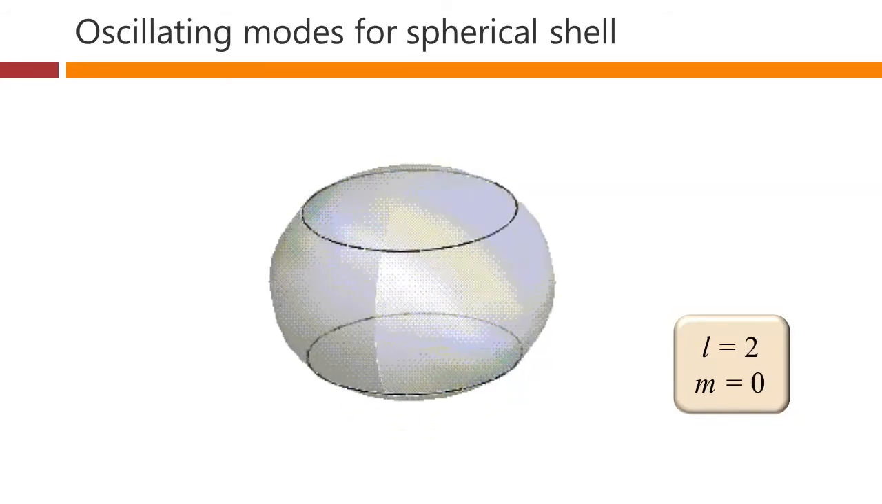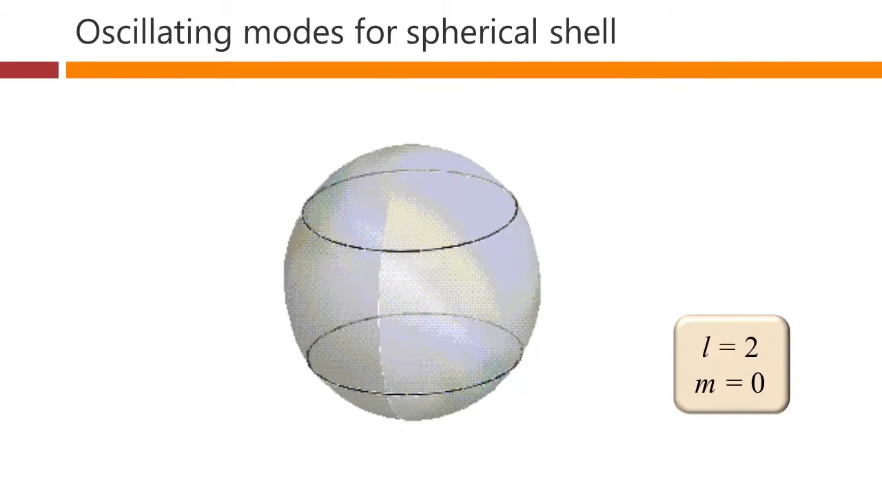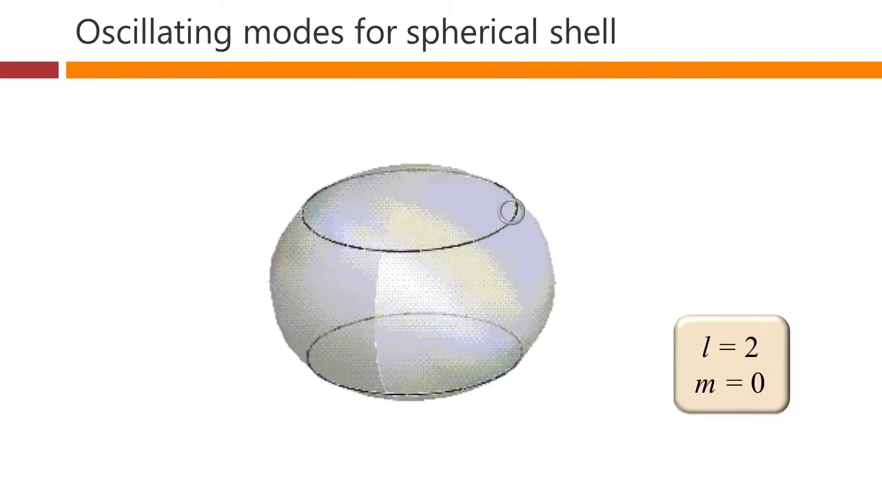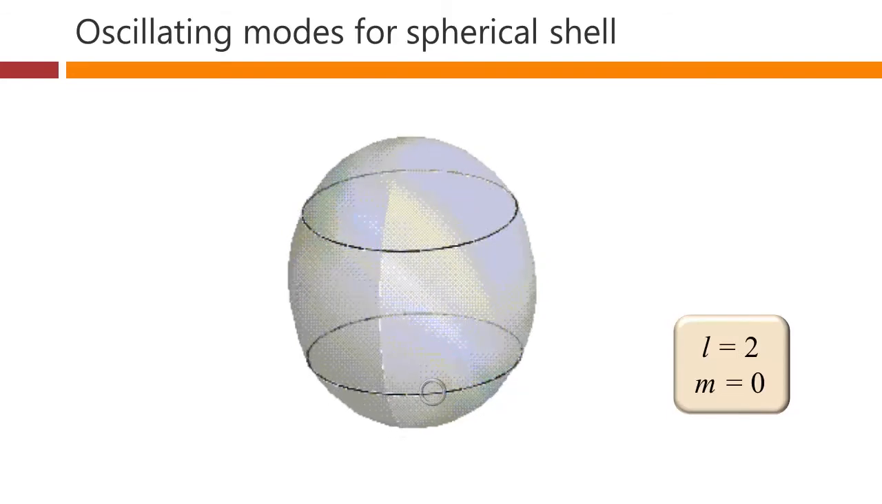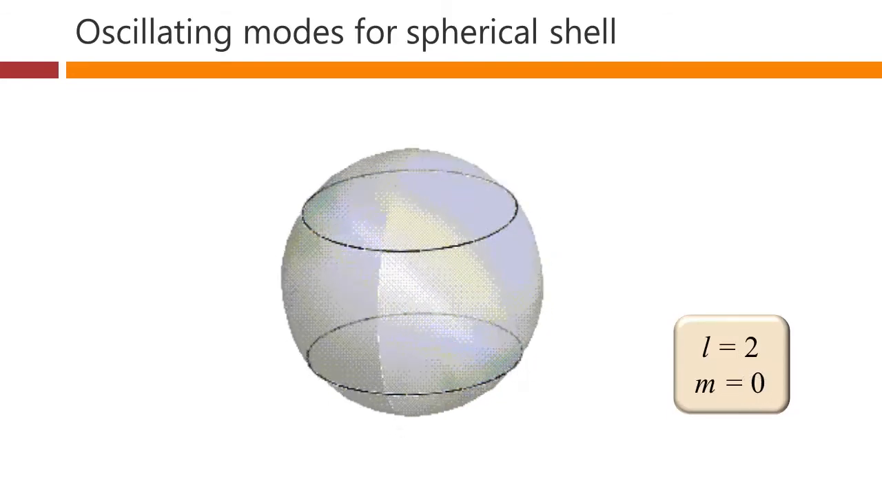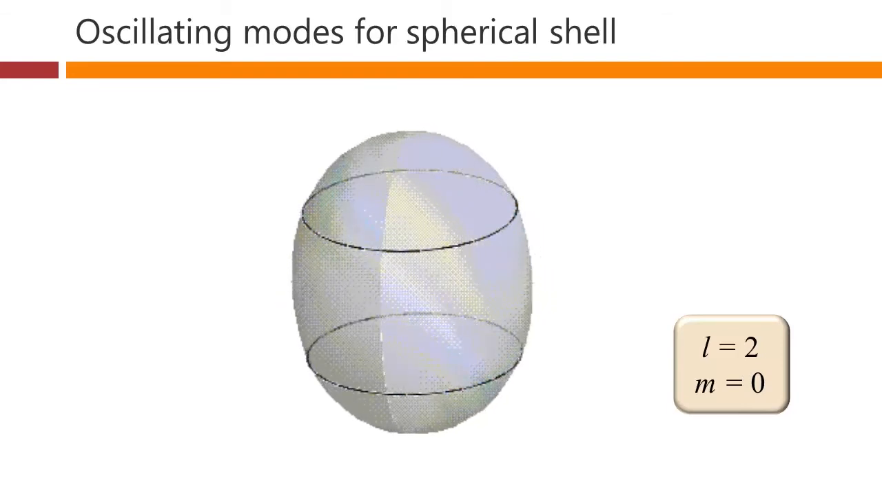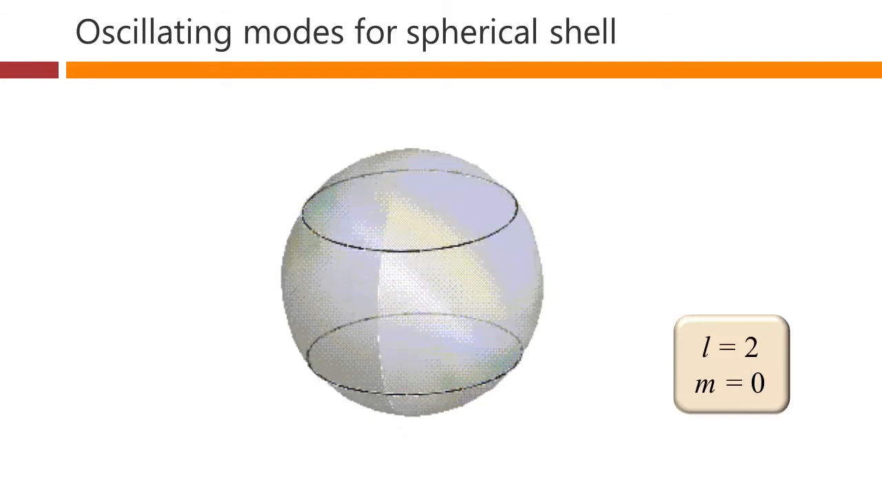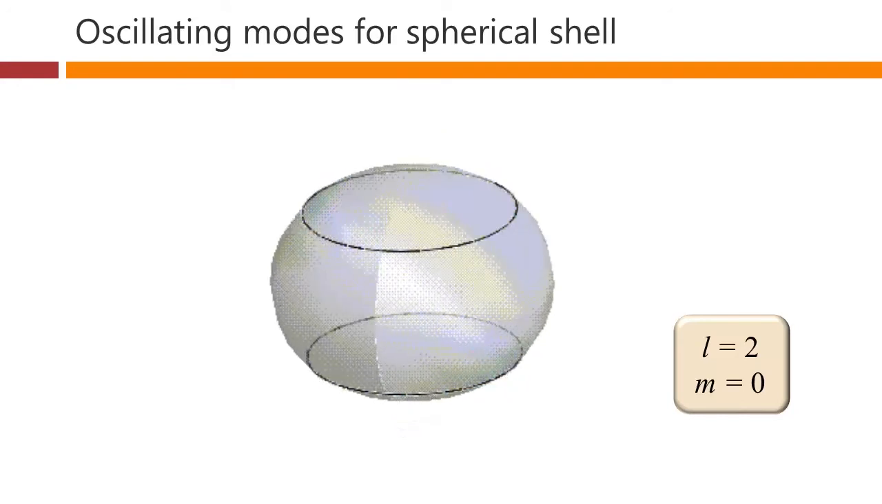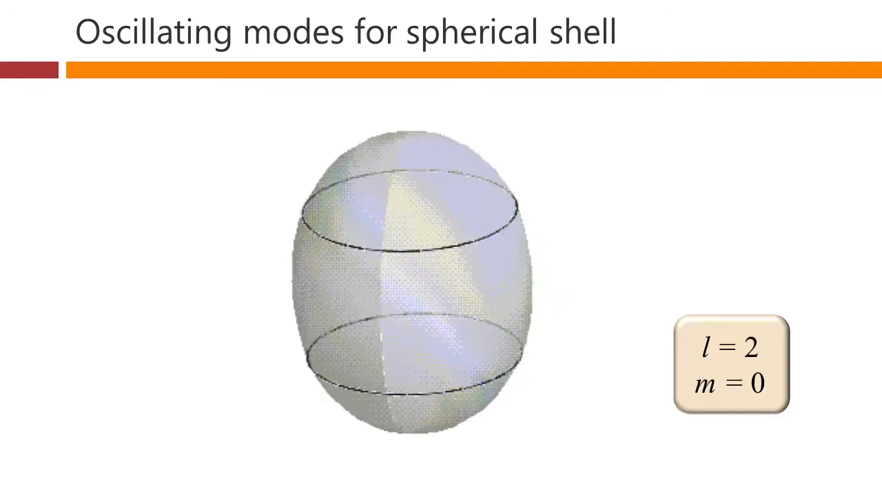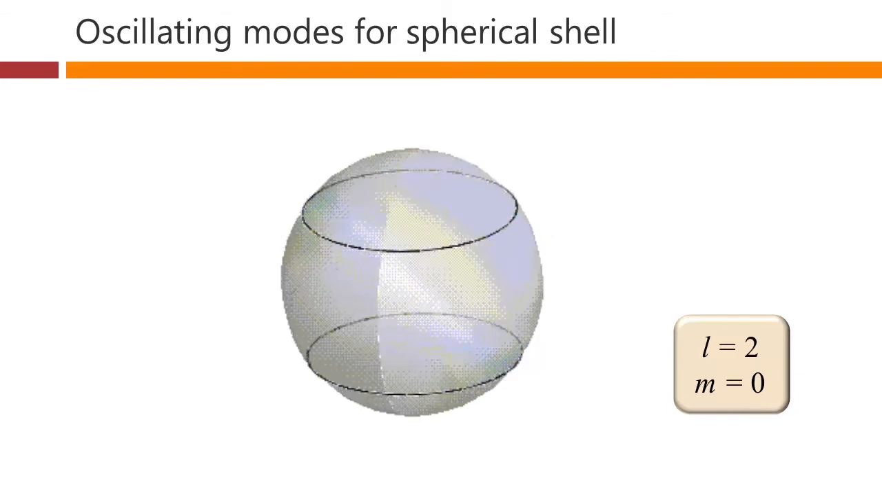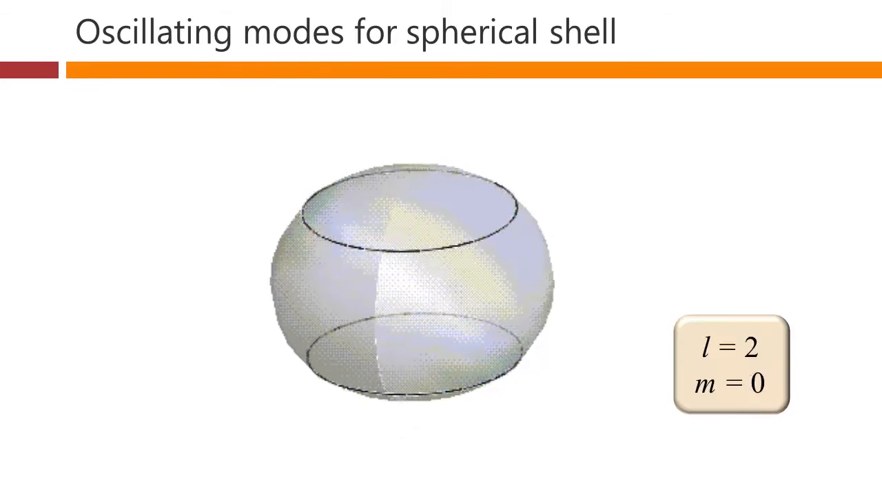Here's L equals 2, M equals 0. Because L is equal to 2, we must have 2 of these nodal circles. And because M is equal to 0, none of them go through the poles. So this is like what we were doing with a balloon, where we squeezed on the top and the bottom, and it moved out sideways. That was kind of like an L equals 2, M equals 0 mode.